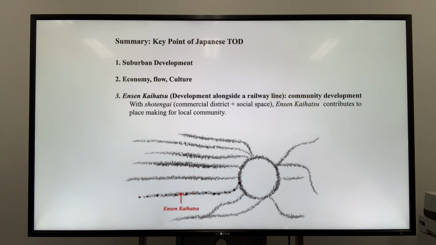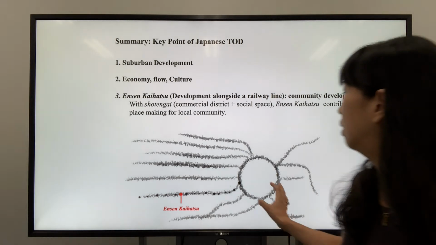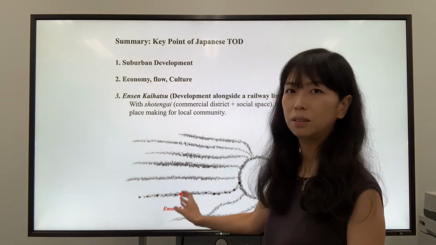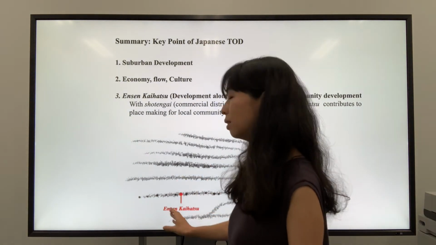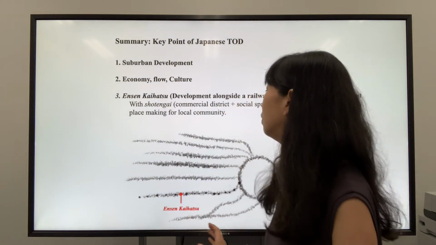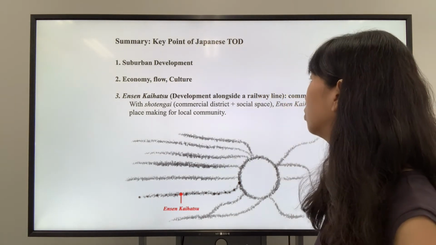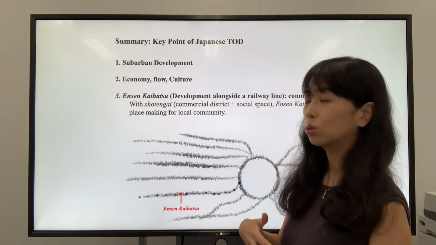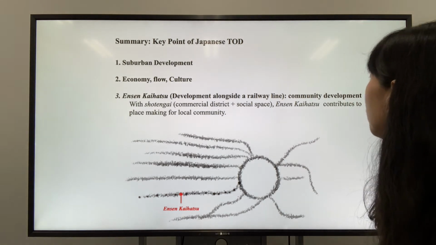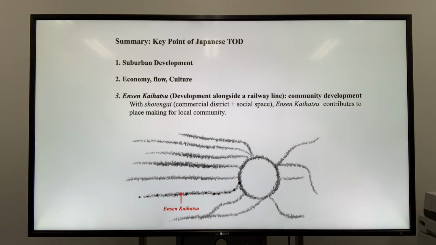The last one is about the Ensen Kaihatsu. To recap, it is about development alongside a railway line, and it's a community development. So this Ensen Kaihatsu is all about the local activities that are happening around the residential area, and they will have something called the Shotengai, which is a commercial district, but it has this social space as well. And therefore the Ensen Kaihatsu somehow contributes to the placemaking for the local community.